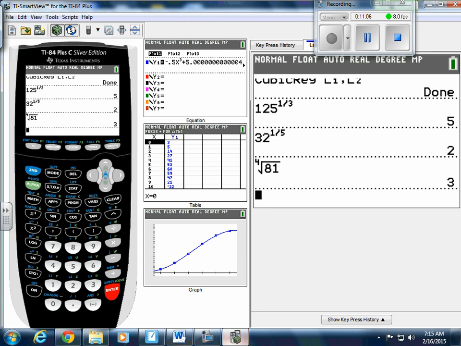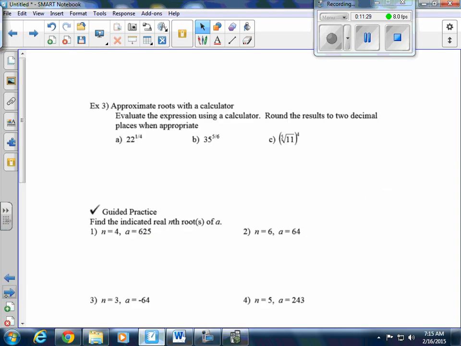So there's another way to use the index, and it just kind of depends whether you like using rational exponents or if you like using radical form, but that's how we can do some of these evaluations on our calculators. So what we're going to do next is look at just exactly that. We're going to use approximating roots with our calculator.